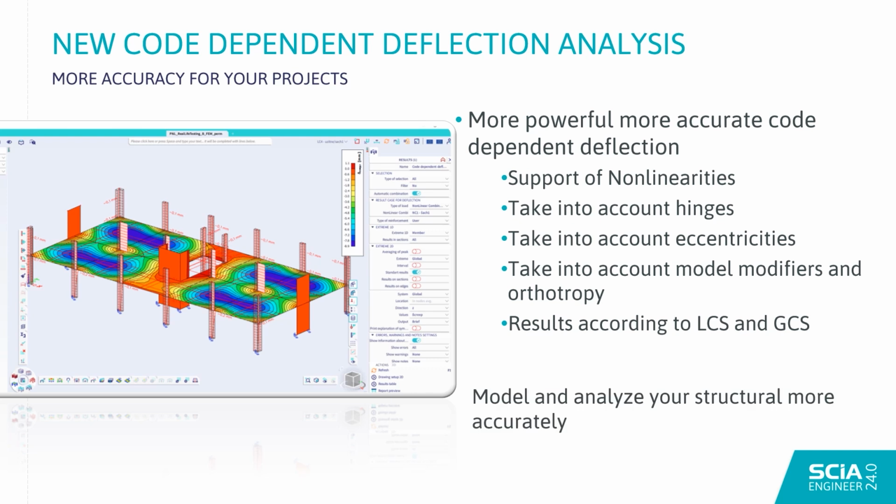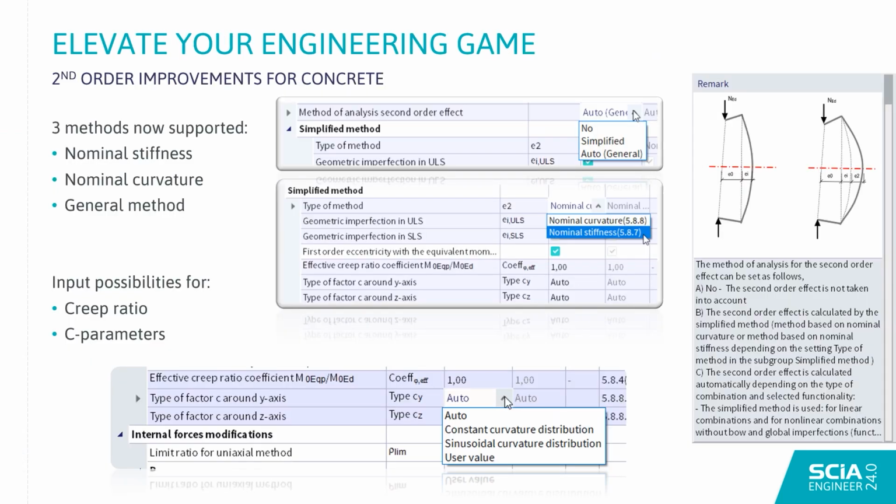A small improvement for our concrete fans is the second order improvement for concrete. This will now allow users to choose between three methods: nominal stiffness, nominal curvature, and the general method. And it will allow you two input possibilities: the creep ratio and the C parameters. Other improvements are the automatic mesh refinement, improving the way results are generated and giving you a better output.